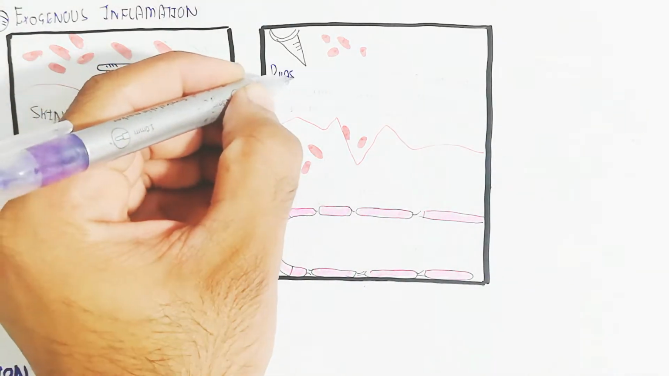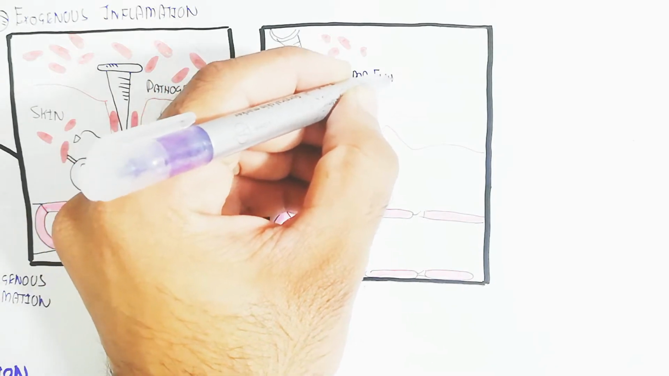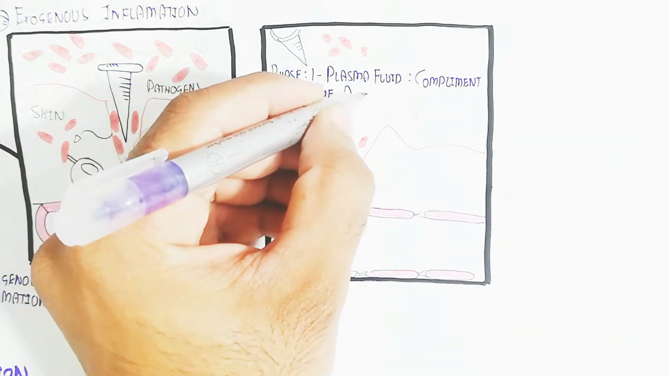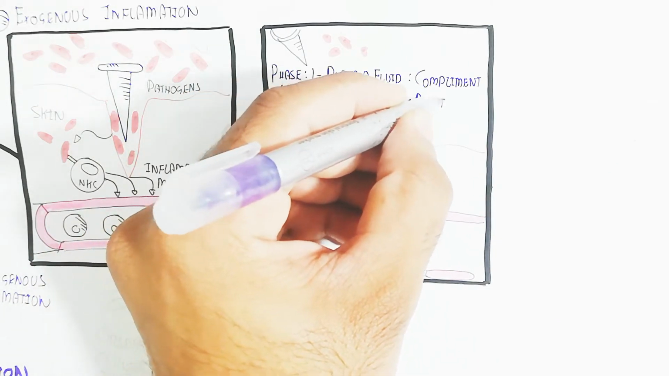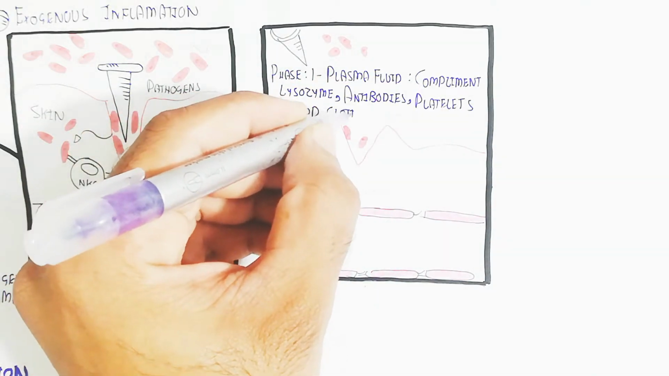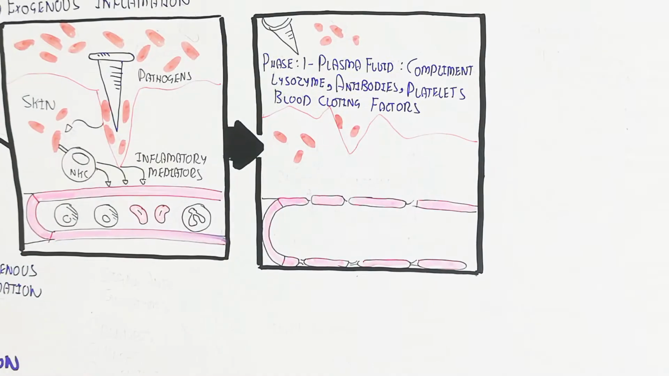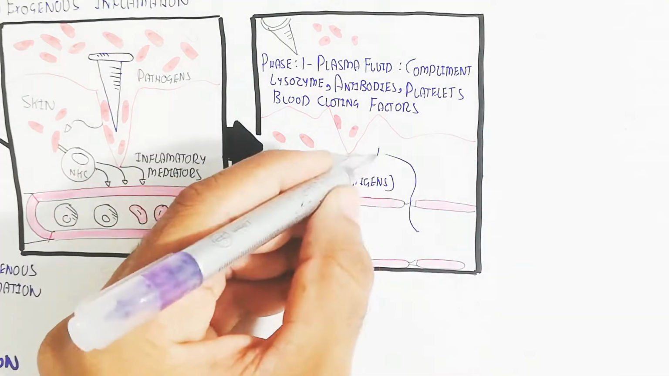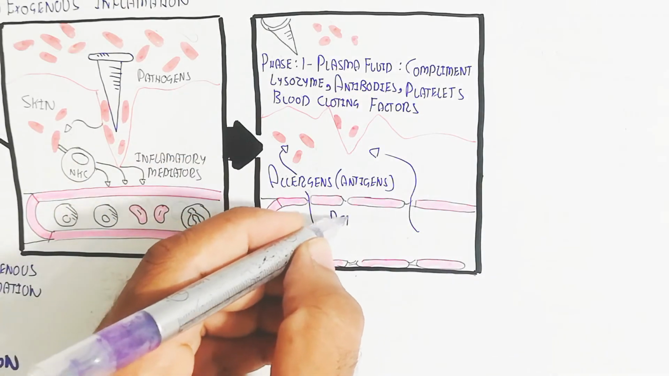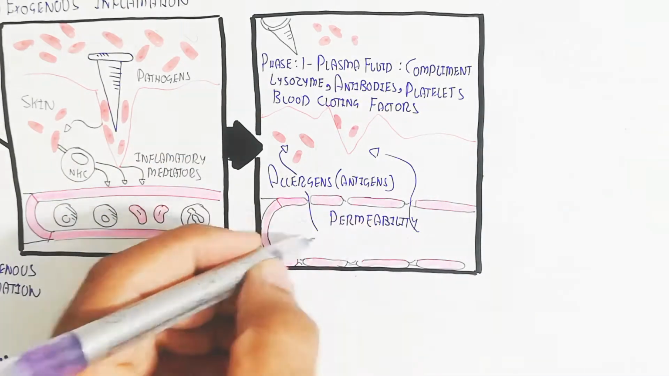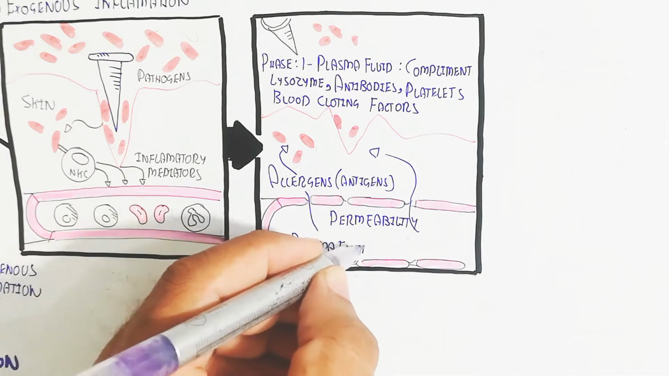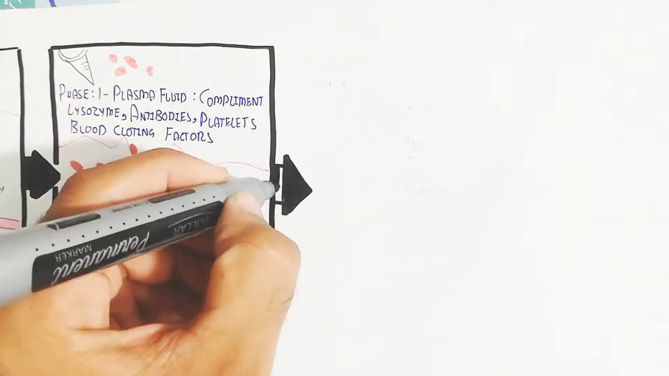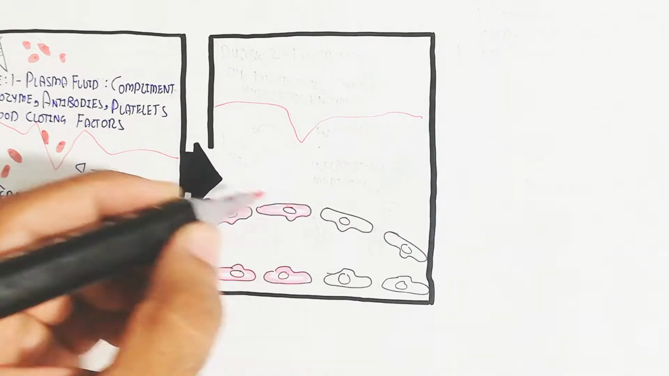In phase 1, plasma fluid, complement, lysozymes, antibodies, platelets, and blood clotting factors are released due to the permeability of the blood vessel caused by the inflammatory response. This is the response of inflammation, and the allergen or antigen is killed by this permeability. But remember, some pathogens will invade further, and the plasma fluid will enter the tissue first.